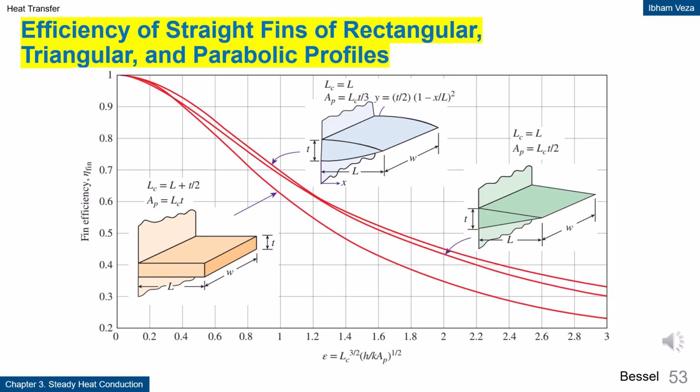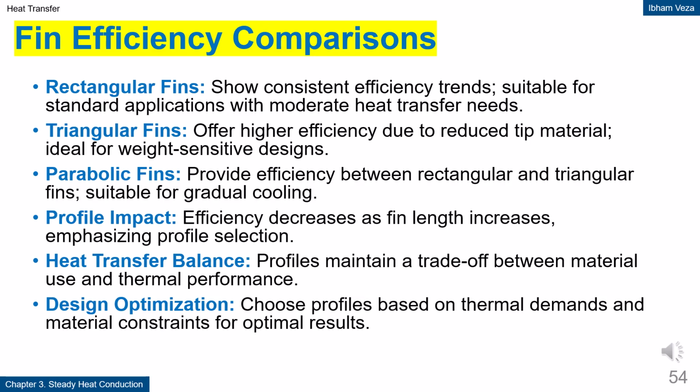In engineering, while the parabolic shape saves the most weight and material, it is harder to manufacture, so designers must weigh thermal performance against production costs. Fin efficiency comparisons.